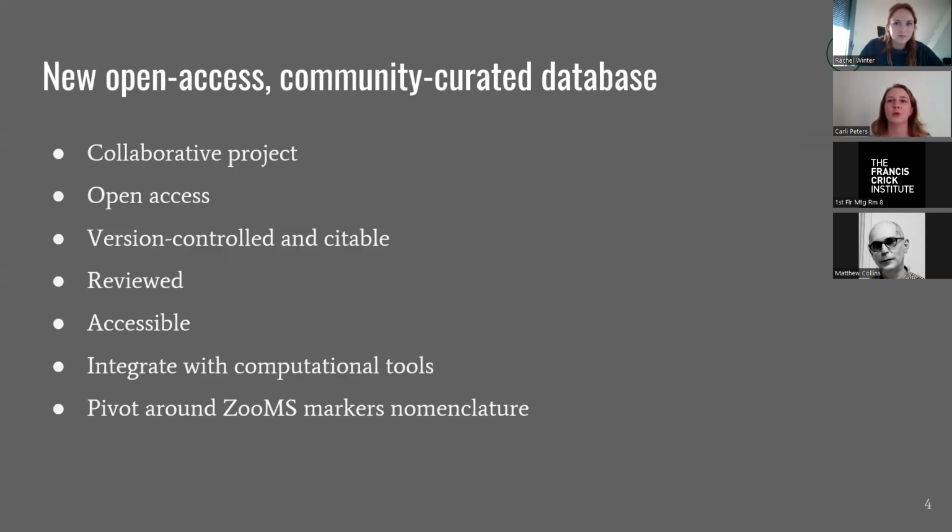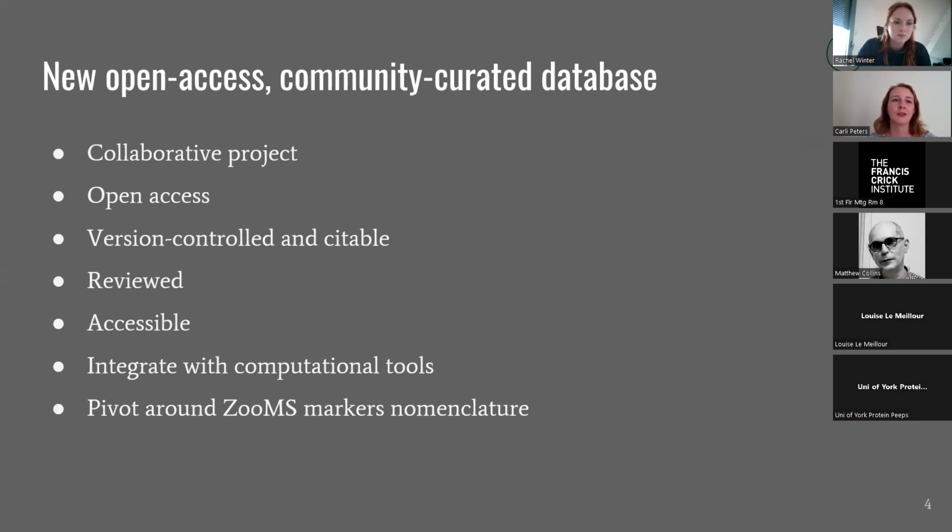We wanted to create a new open access community curated database of all of these ZooMS peptide markers, starting with collagen. So this is a very collaborative project, and we aim to make this open access, version controlled and citable, with new versions coming out every 3 to 6 months, preferably. And the main thing of this database is that it will also be reviewed and openly accessible for everyone to use. We want to integrate it with computational tools, both for submission of new data, but also at the back end, which I'll talk about more later. And the database will be pivoted around the, I wouldn't say new anymore, but the ZooMS marker nomenclature that Sam introduced in 2021.